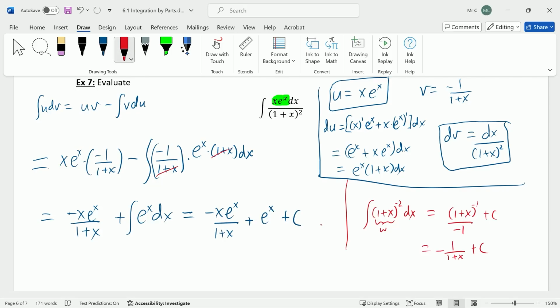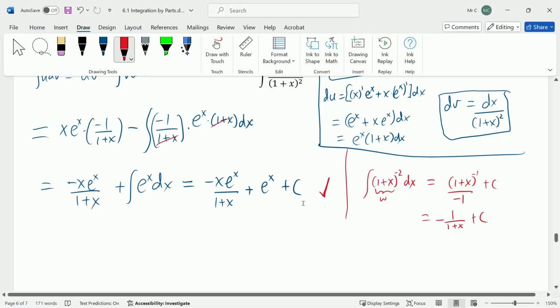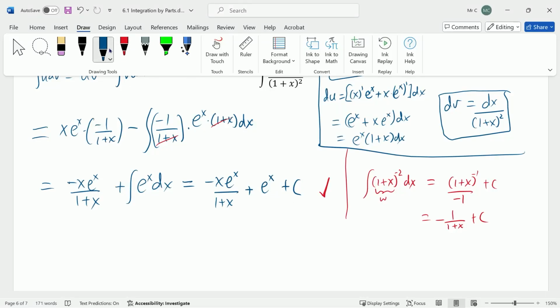And now, this would be fine if a student turned in this answer, negative x e to the x over 1 plus x plus e to the x plus c. I would be totally happy with that. But this one simplifies really nicely, so I'm going to go ahead and take that extra step, and I'm going to find a common denominator so I can combine these two expressions together. So I just multiply the top and bottom by 1 plus x.